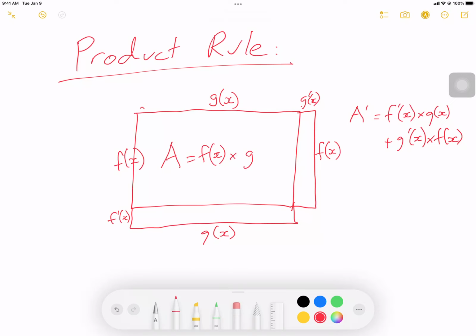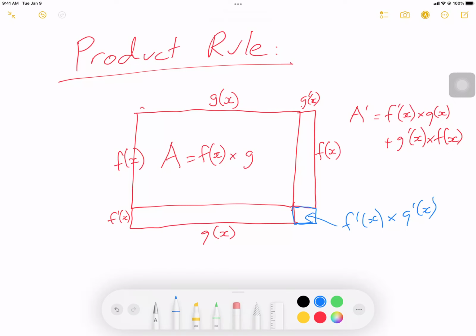Obviously we don't have A dash on your formula sheet, but you can see that that is what we're talking about. Now the big question you might ask about is this little square here. Should we not just have in there some F dashed of X times G dashed of X also added on?